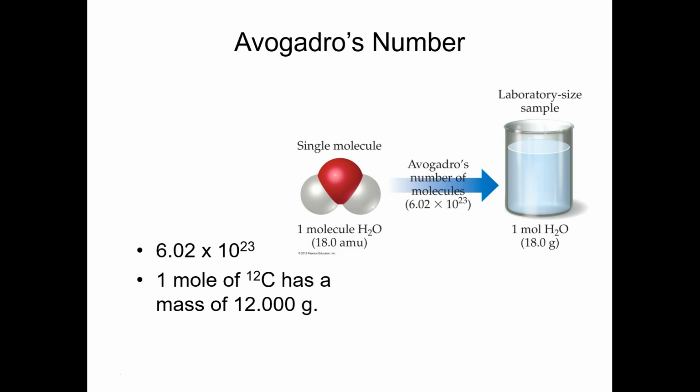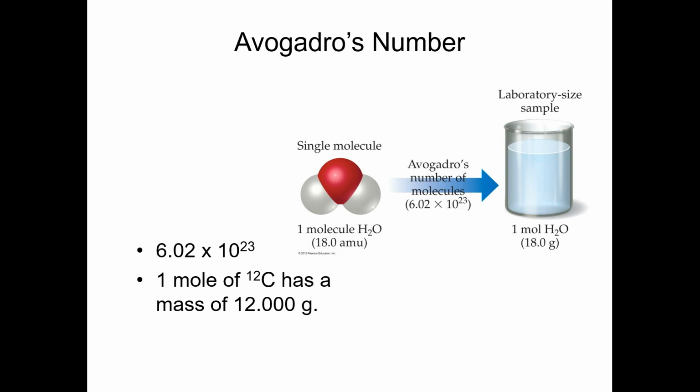So let's take a look at some examples. The next 3 or 4 slides are actually from the publisher's slides that go along with your textbook. We're talking about water and saying that a single molecule of water has a mass of 18.0 AMU. Therefore, if we've got Avogadro's number of them, since Avogadro's number of AMU adds up to 1 gram, if I've got Avogadro's number of a thing that weighs 18 atomic mass units, it's going to weigh 18 grams. So we're going from a single molecule to a laboratory size sample, and so a mole of water weighs 18 grams, or to 2 decimal places, 18.02 grams.